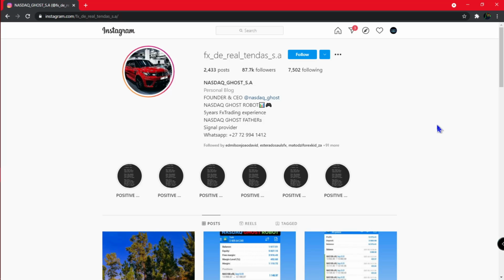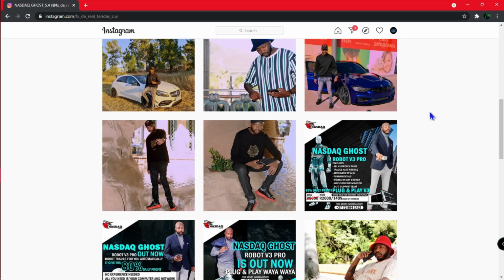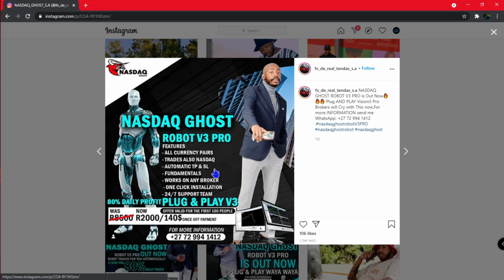This week we will be reviewing the Nasdaq Ghost Robot by FX The Real Tenders. This robot is currently on special for 2000 Rand and it claims that it trades on all currency pairs, and also trades Nasdaq. It is the Nasdaq Ghost Robot. But having said that, you also say that it trades Nasdaq also. It's like a side note more than the main thing. It's a bit sketchy to me.